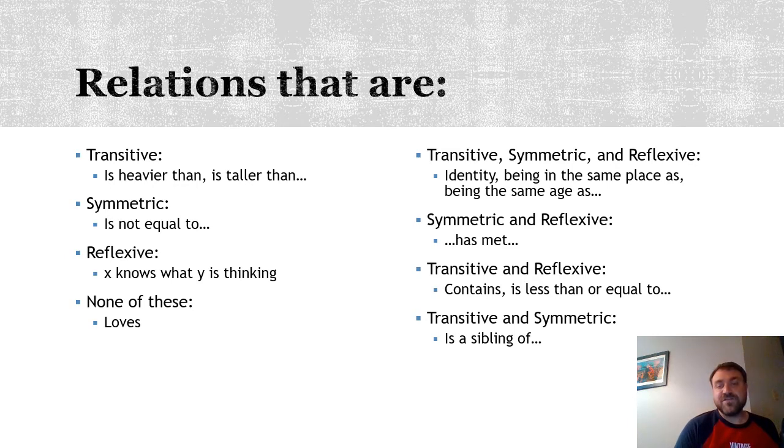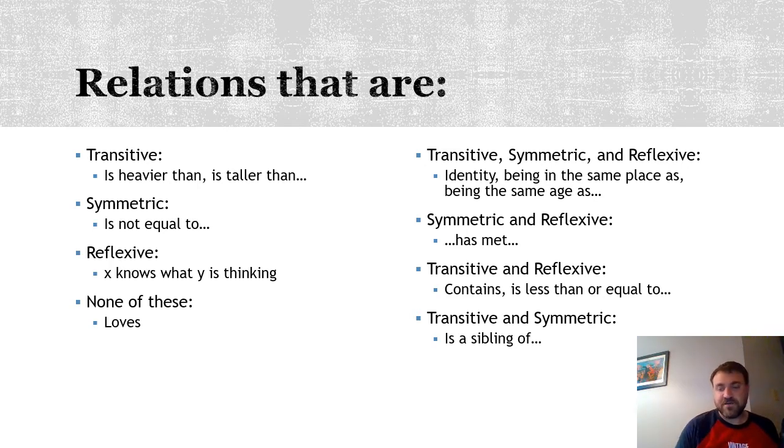You could say that the relation "blank has met blank" is both symmetric and reflexive. The idea is that certainly people have met themselves, you couldn't not have met themselves, and if X has met Y, then Y has met X. You could have relations that are both transitive and reflexive, but not symmetric. You can have relations that are transitive and symmetric, but not reflexive, and so on.